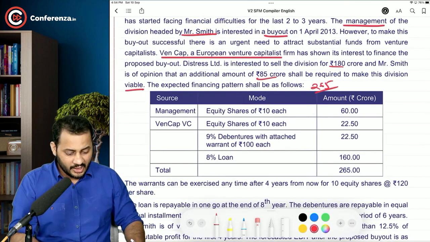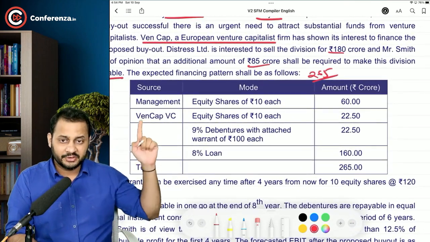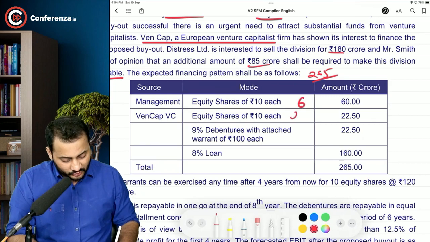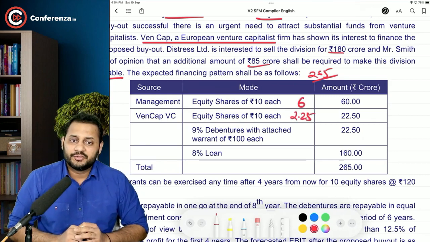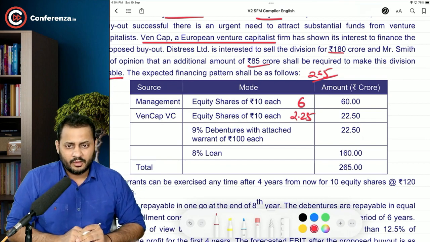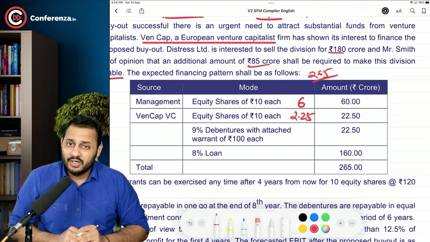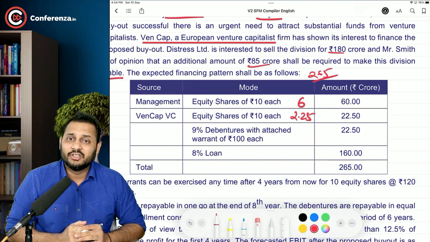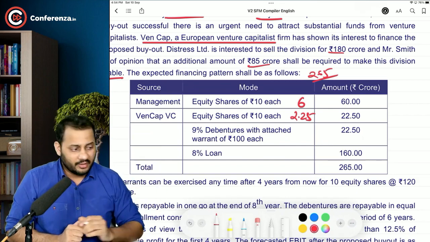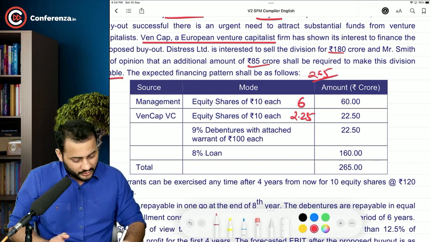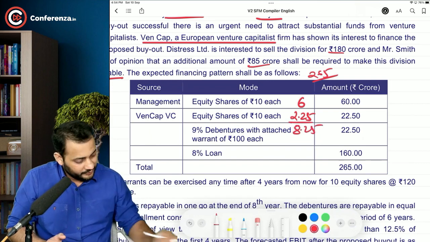Okay. How many shares are there with the management and Vencap? 6 crore and 2.25 crore. Am I right? The number of shares. Okay. Because shareholding, that is equity shares, will decide the ownership pattern of both Vencap and management. Right now, the total number of shares is 8.25.